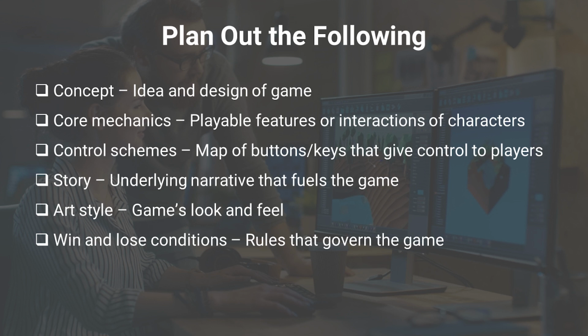First off, you need the concept, the big picture idea and design of a game, including its genre and play style. Then you need the core mechanics: the playable features or interactions that a character can take in game. Common gameplay mechanics could be jumping, shooting, puzzle solving, or driving. Then there are your control schemes, a map of the buttons and keys that give players control over their character, environment interactions, and other executable actions.